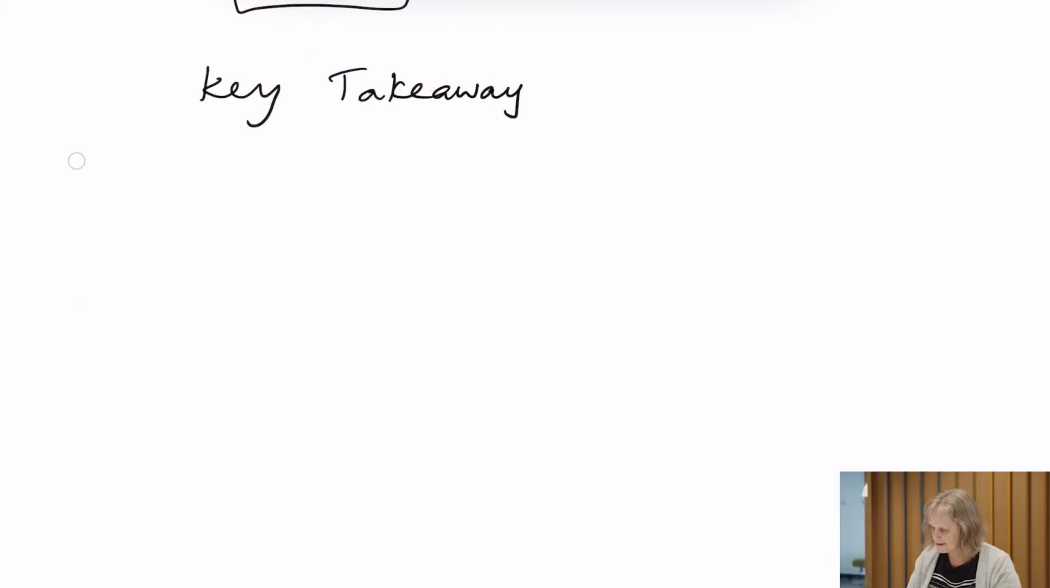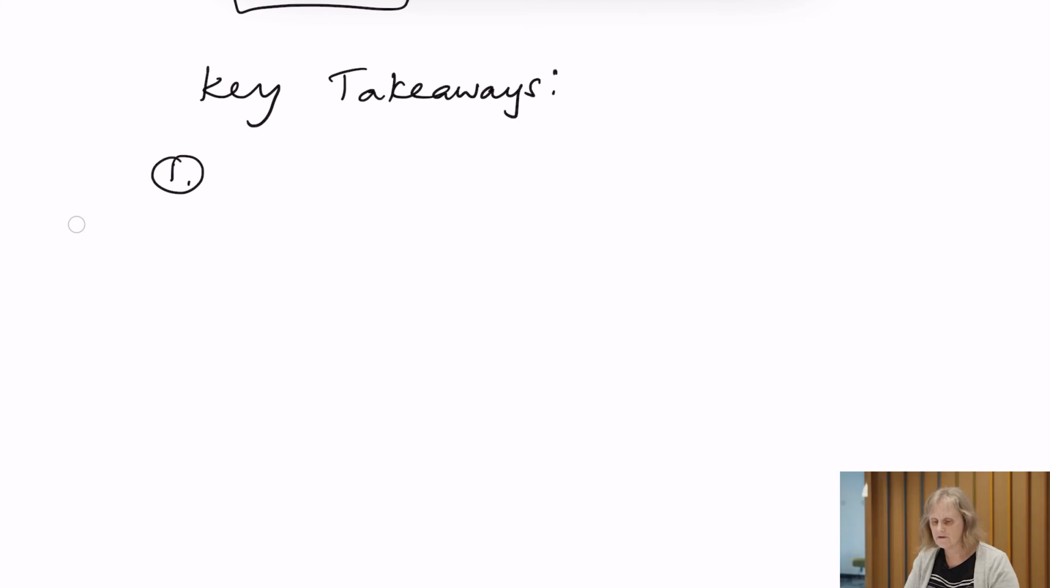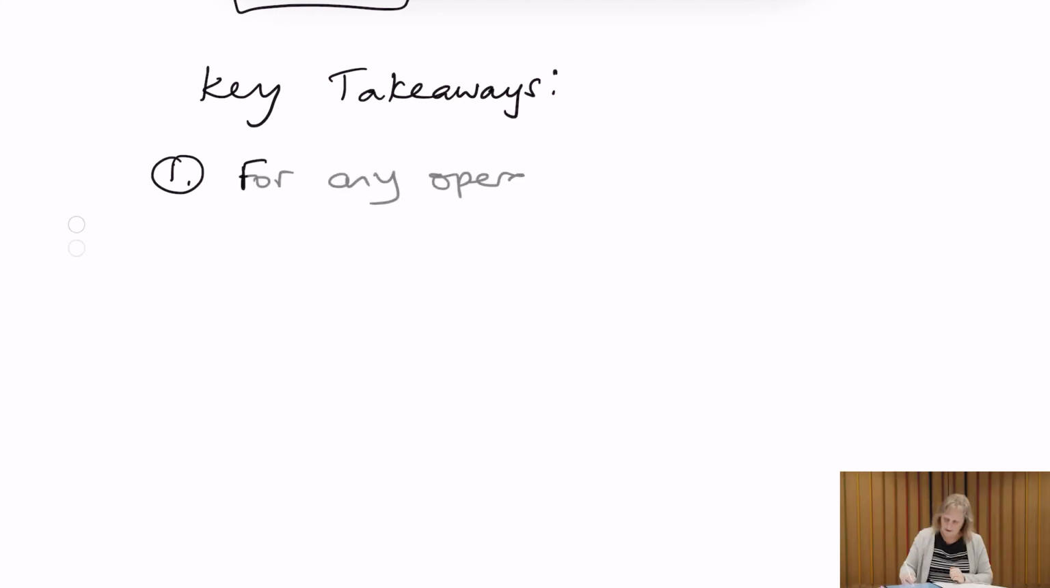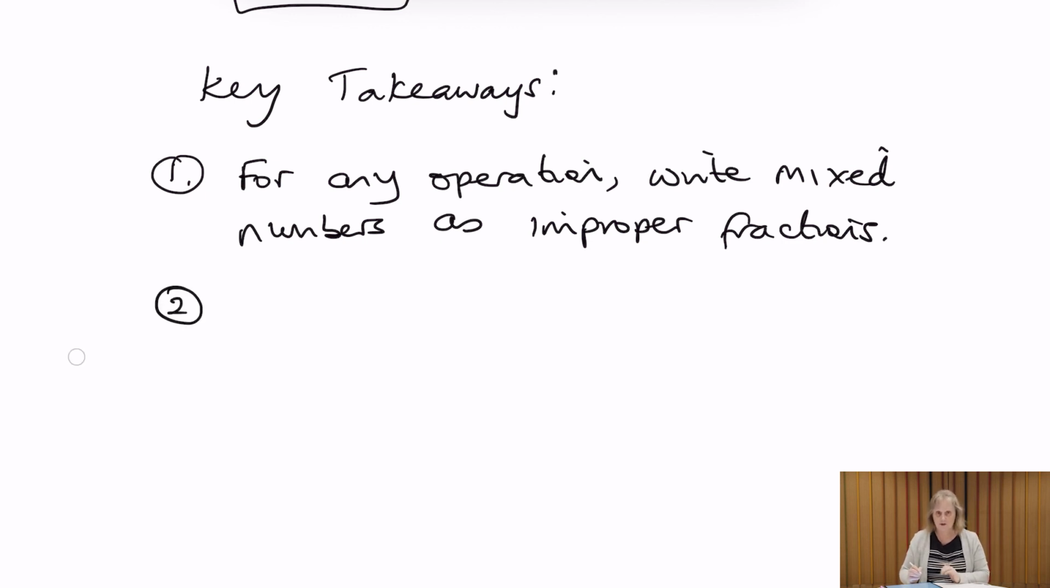So the key takeaways for fractions. First one is that for any operation, whether you're adding, subtracting, multiplying, or dividing, I really encourage you to write mixed numbers as improper fractions. So that's always the go-to kind of method. So for any operation, write mixed numbers as improper fractions to then continue. Remember, you do have that kind of option with adding and subtracting, but I highly recommend you just follow through with the improper fractions. And certainly for multiplying and dividing, you need to definitely change any mixed numbers into improper fractions.